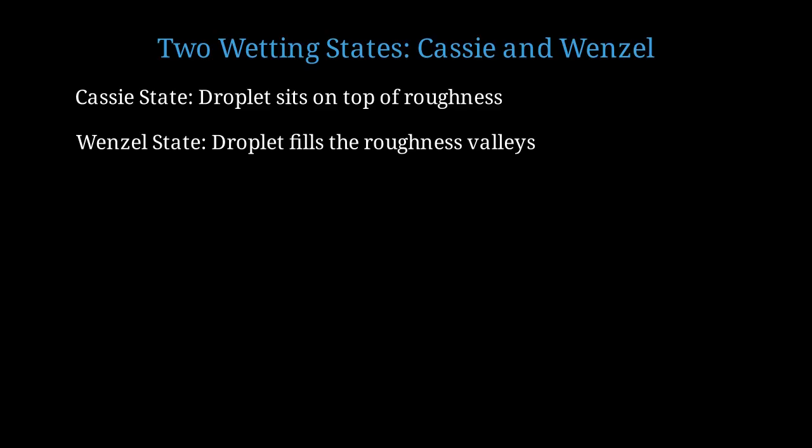This leads us to two critically important wetting states, the Cassie state and the Wenzel state. In the Cassie state, named after A.B.D. Cassie, the droplet sits on top of the roughness features with air trapped underneath. This is the superhydrophobic state. In the Wenzel state, named after Robert Wenzel, the liquid completely penetrates and fills all the valleys between the roughness features. This typically gives high adhesion.